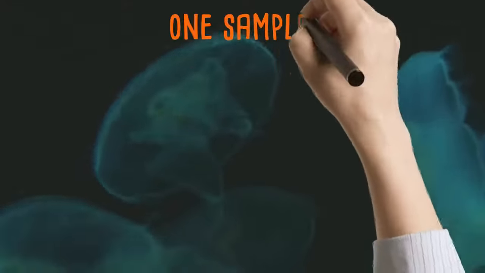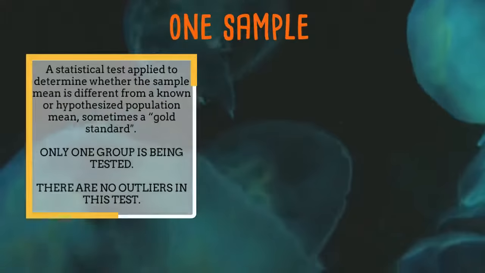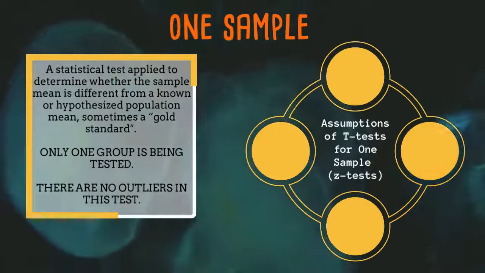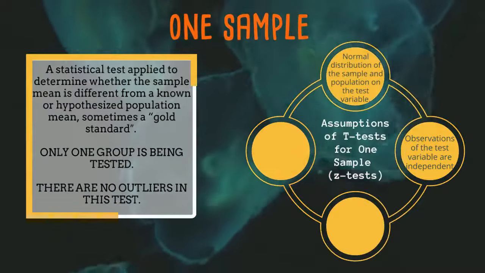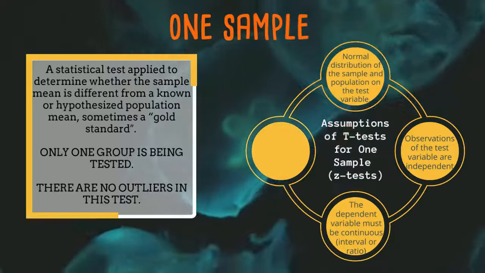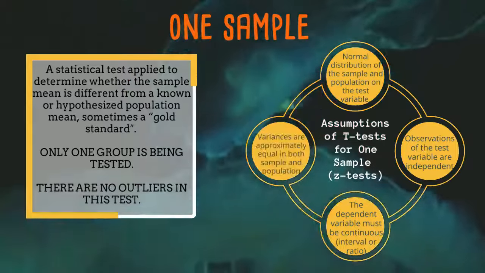Finally, the one-sample t-test, or z-test, is a statistical test applied to determine whether the sample mean is different from a known or hypothesized population mean. Along with these assumptions, it's important to note that there was only one group being tested and there are no outliers.